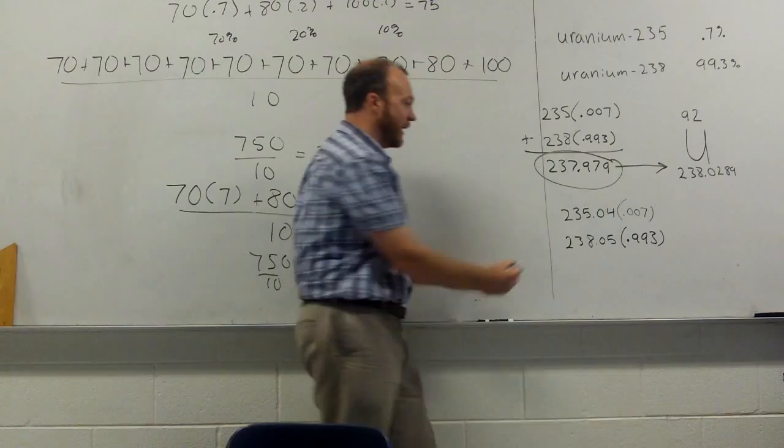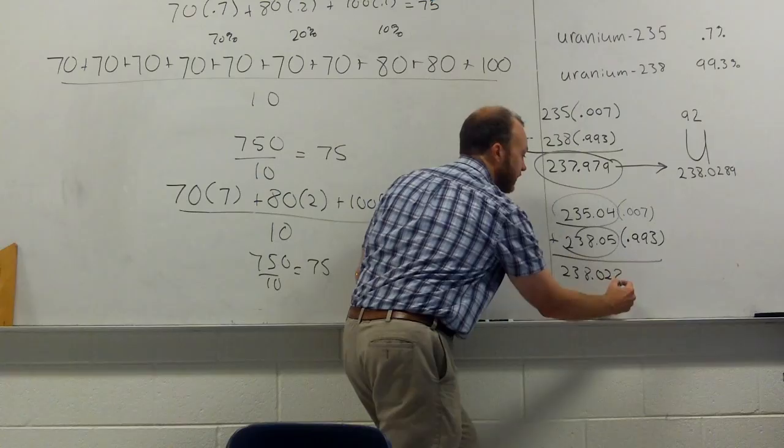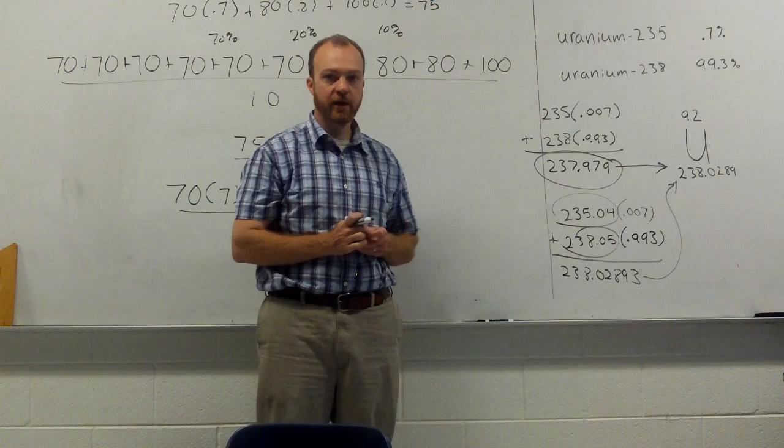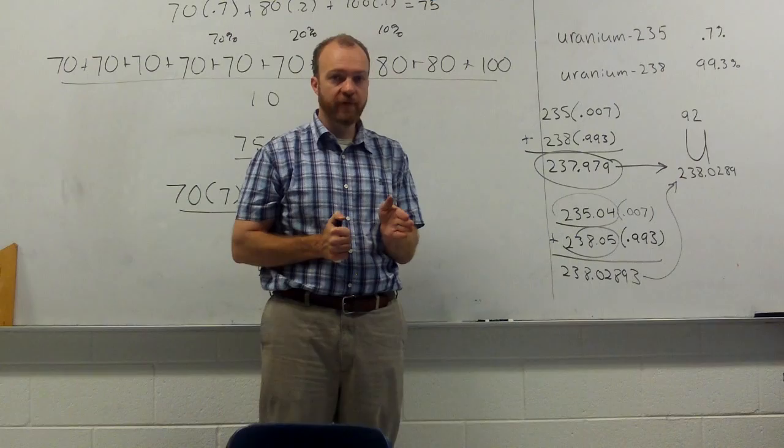So if we use these actual masses instead of our estimated masses, when we do this calculation, we get our correct average atomic mass, which agrees with what we found on our periodic table. Now, I'm going to come back in a second video and go over the essentials, but I wanted you to see where that comes from, how we know to find the average atomic mass.